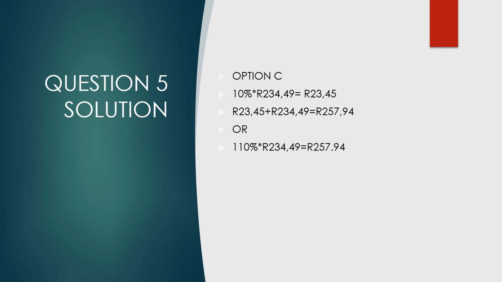So voila, this is what I did. Find the 10%, which is 23 rand and 45, and then after finding the 10%, you add it back, and then you're going to have 257 and 94. Or you can do it this way. This is quicker, it takes you straight to the answer. 110% multiplied by 234.49, and this is going to give you 257 and 94 cents. So guys, that was our first 5 questions.